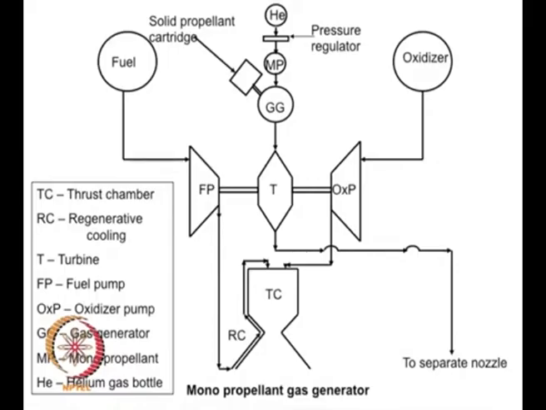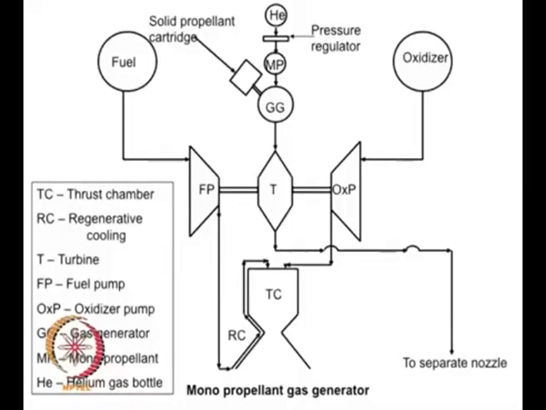Now, if you remember controlling the rocket motor that we discussed earlier in the course, there we talked about ways in which we can control the orientation of the rocket motor. One of them was through a separate nozzle. So, this is the separate nozzle you will have, and it will be a very small thrust. So, you can use this to control the rocket motor. This is about a monopropellant gas generator.